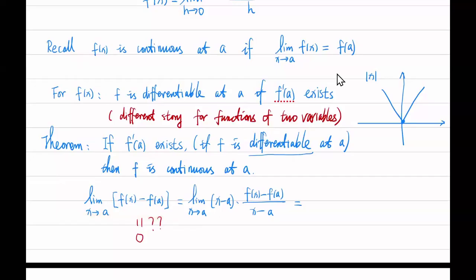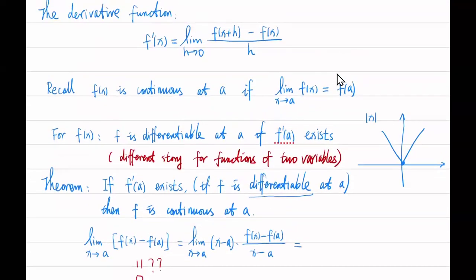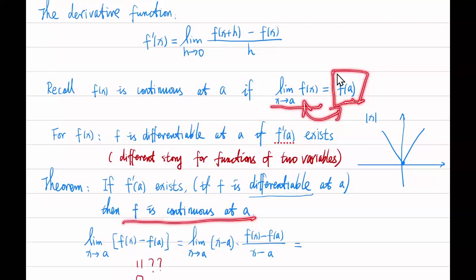Okay, so what we want to prove is continuity. First, f(a) exists. Second, the limit exists. Third, they're the same. So if the derivative exists, then you know that f is continuous at a. That's what the theorem says.